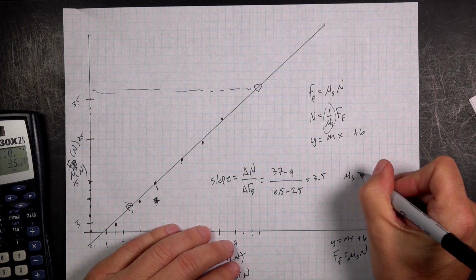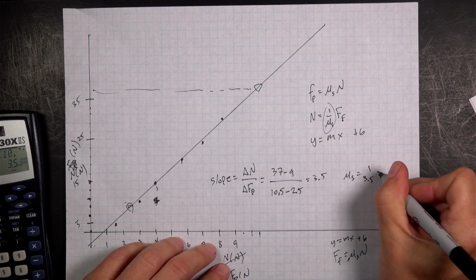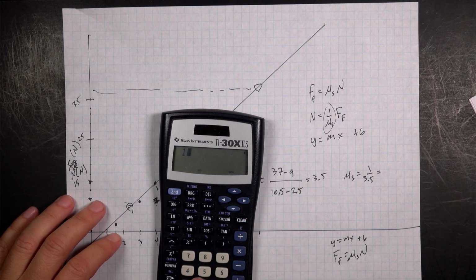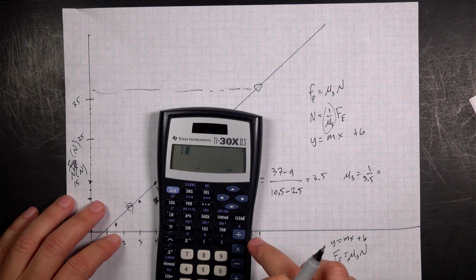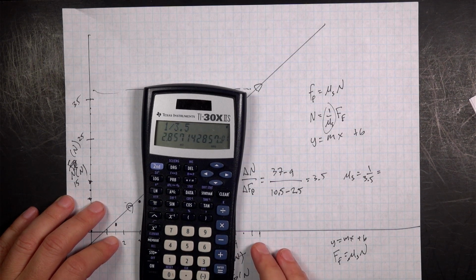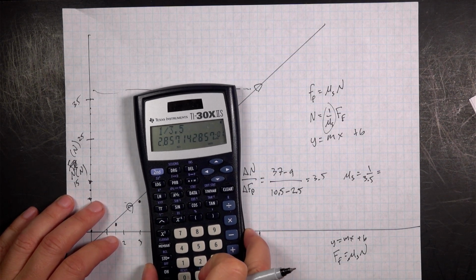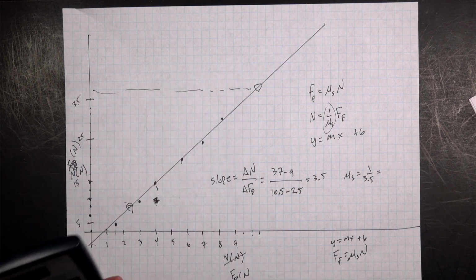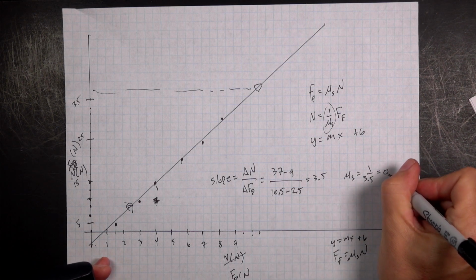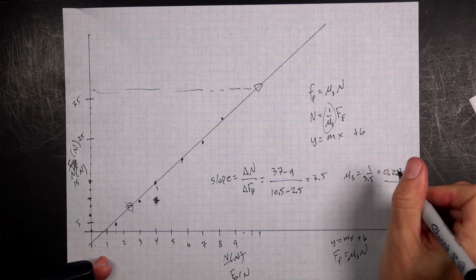So mu S is 1 over 3.5. That's the coefficient of friction. So let's just do that. 1 divided by 3.5 equals. And I get 0.286. I can't read this thing. Yeah, 0.286. That's my coefficient of friction.